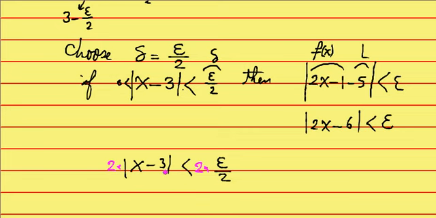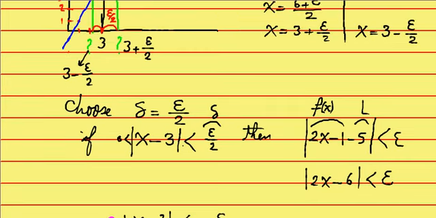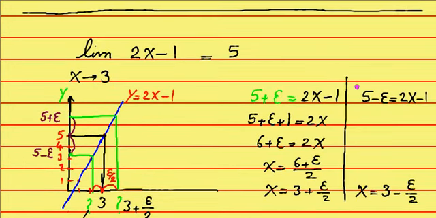Well, what is twice x minus 3? That is the same as 2x minus 6. What is twice epsilon over 2? Well, that is just epsilon. So what does this show? This shows that if x is within epsilon over 2 of 3, then 2x minus 1 is within epsilon of 5. And that is exactly what the definition of limit is. So we have shown that 2x minus 1, when x comes very close to 3, becomes 5.